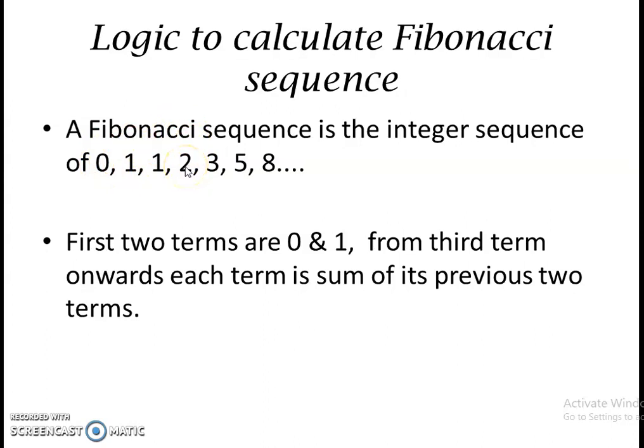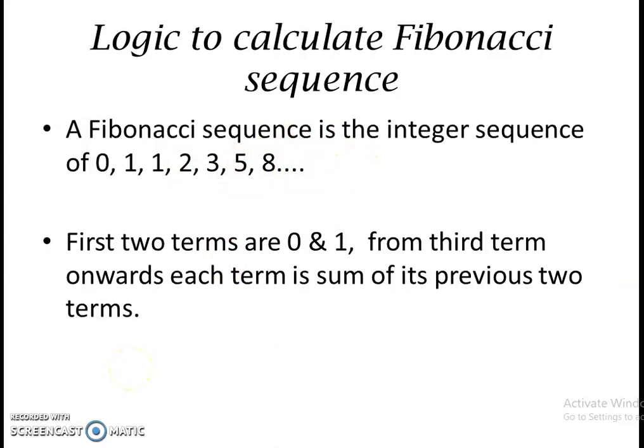Fourth term is sum of second and third term, that is 1 plus 1 is 2. Next term, this 3 is sum of 1 and 2, that is 3. 5 is sum of 2 and 3. 8 is sum of 3 and 5, and so on. So next term will be, you can guess, that will be 5 plus 8, that is 13, right? So this type of sequence is Fibonacci sequence.